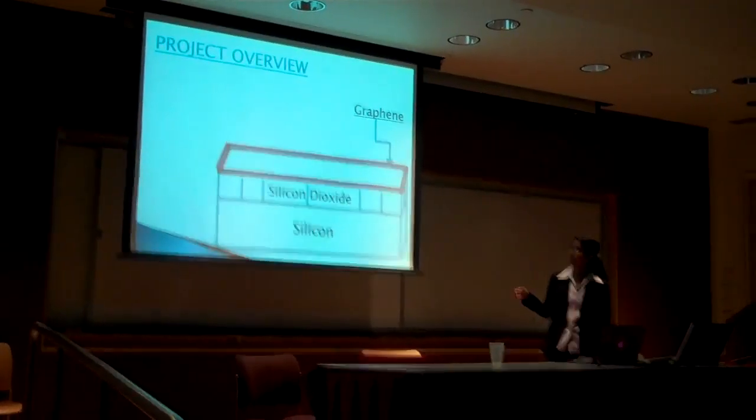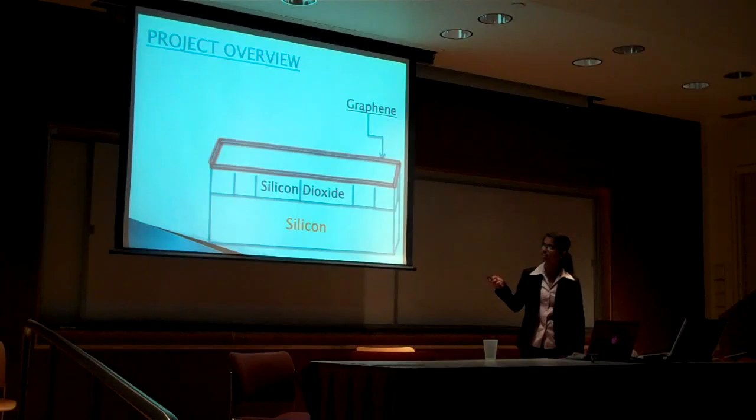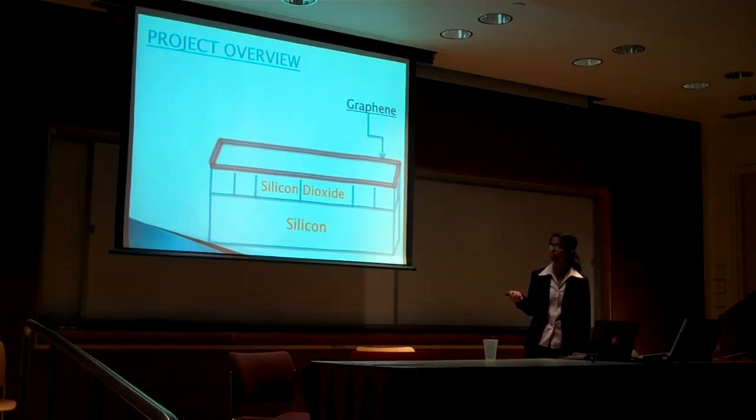So the material studied had three layers, and at the very bottom was a layer of silicon. This layer was about 2 millimeters thick. Right above it is a layer of silicon dioxide, and this layer is etched. Basically, that means that every couple hundred nanometers, there's a hole in the silicon dioxide layer. This layer was about 300 nanometers. And at the very top was a layer of graphene. Graphene, in other words, is an sp2 hybridized allotrope of carbon, and this layer was only one atom thin.